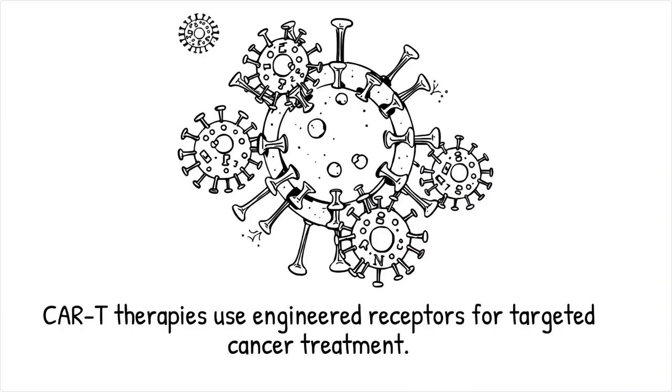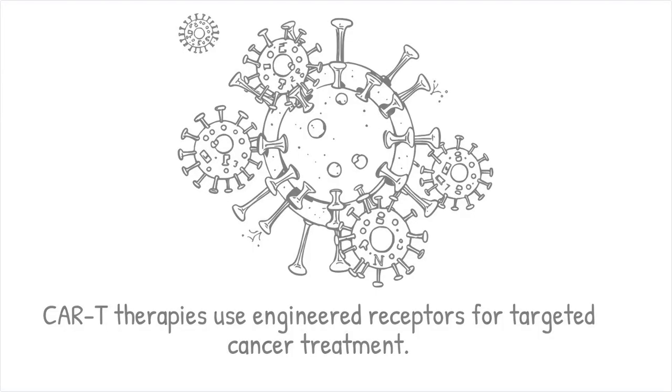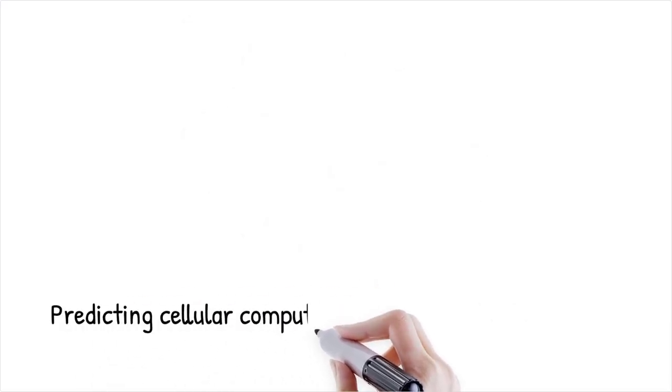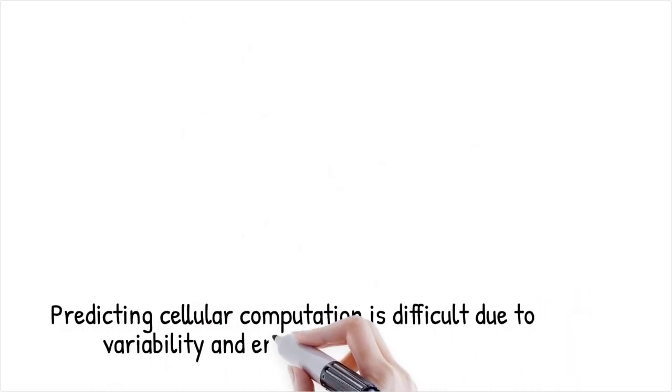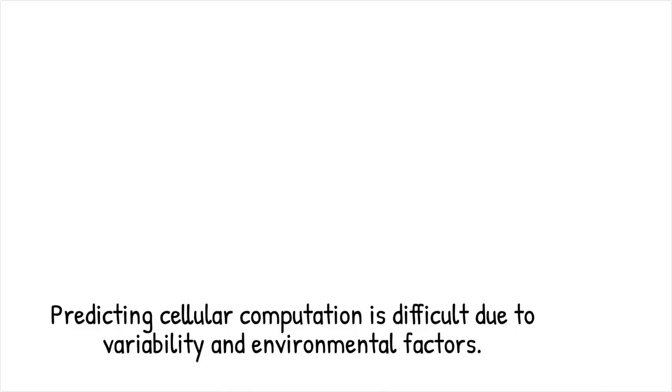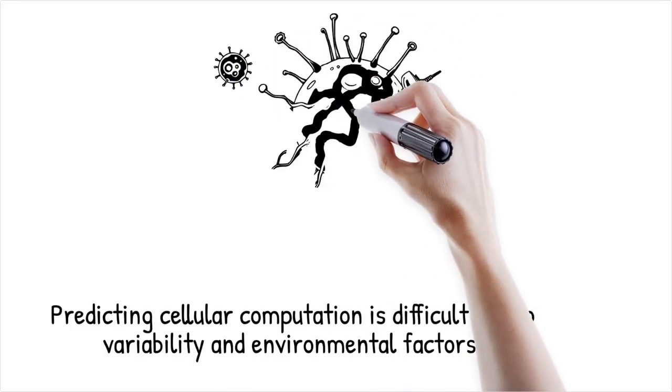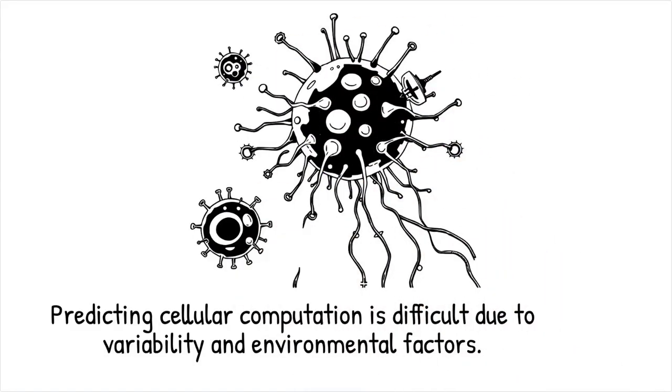CAR-T cell therapies use engineered receptors that perform Boolean logic on antigen profiles, improving tumor specificity. It is like equipping a security guard with a checklist of conditions that must all be met before granting access. Killing a target. Accurately predicting cellular computation is difficult due to inherent cell-to-cell variability, environmental fluctuations, and crosstalk between pathways.